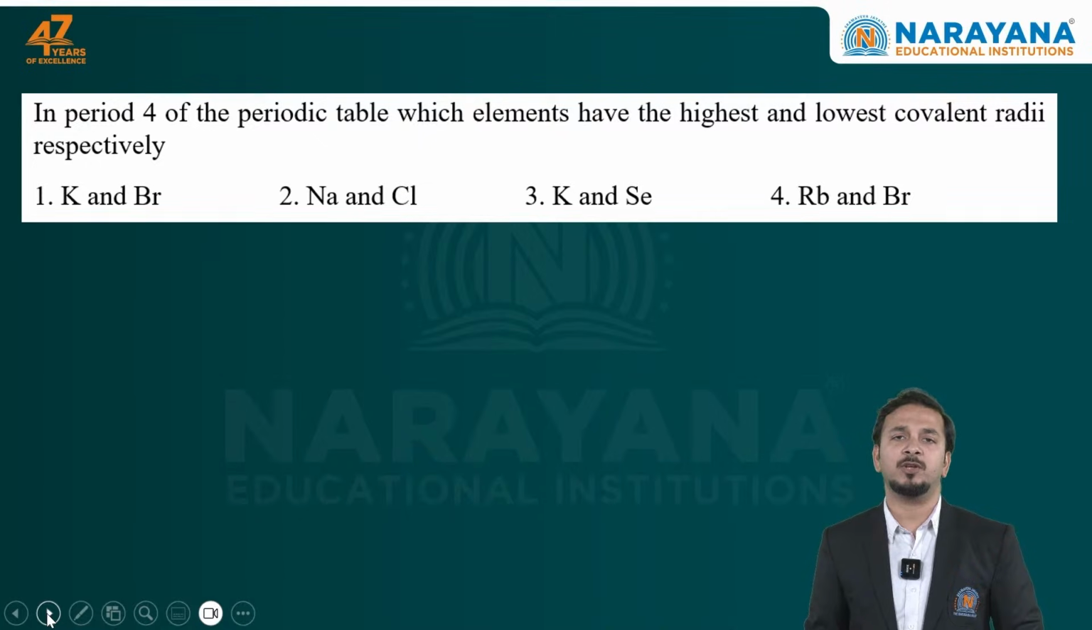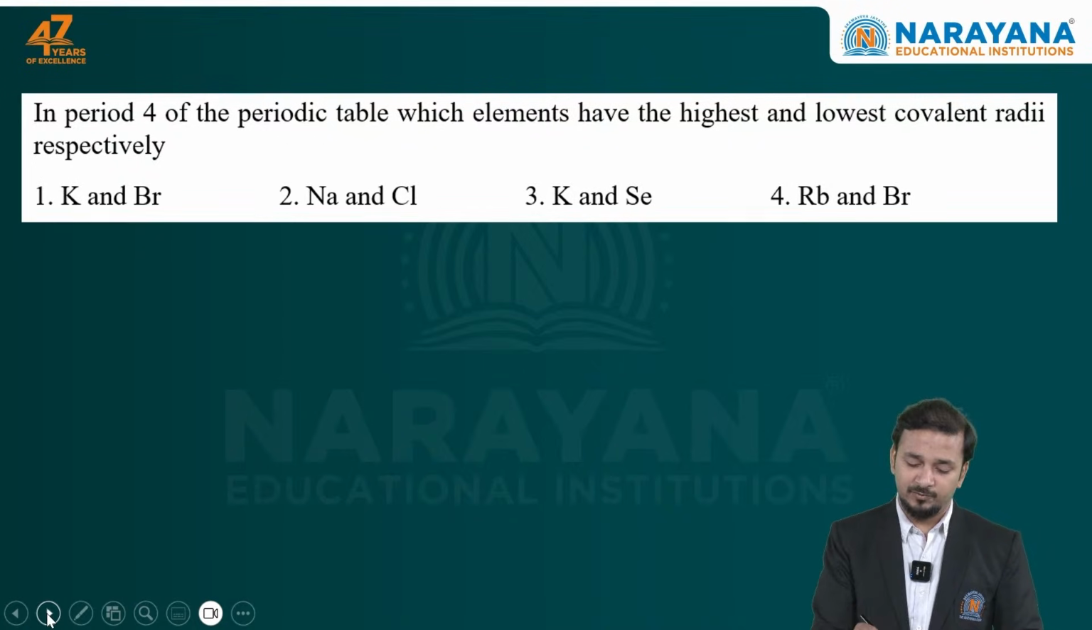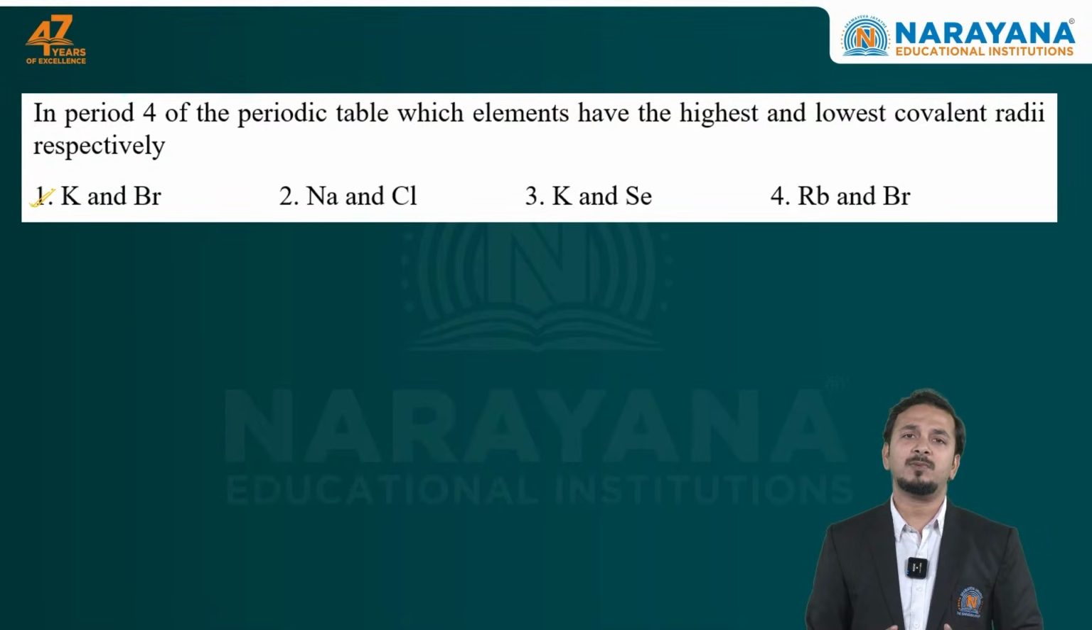Why are we not considering group 18? Because they don't form covalent bonds. So alkali metals will have the highest covalent radii, so period 4 will be potassium, and halogens will have the lowest covalent radii, so period 4 will be bromine. So the correct answer for this question is potassium and bromine. Period 4 alkali metal, that is group 1, is potassium. Period 4 group 17, that is halogen, is bromine.